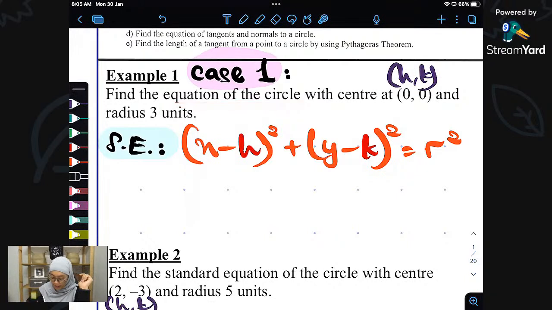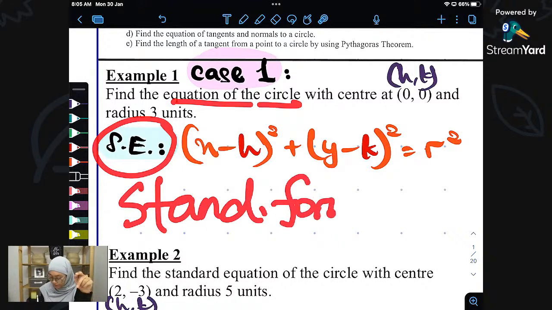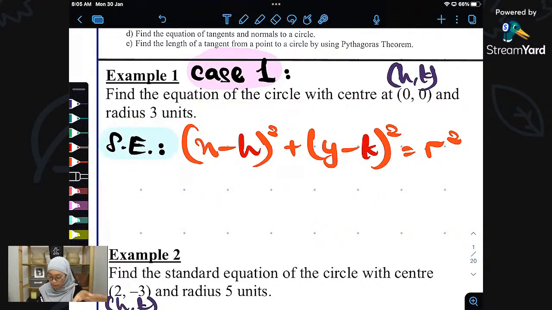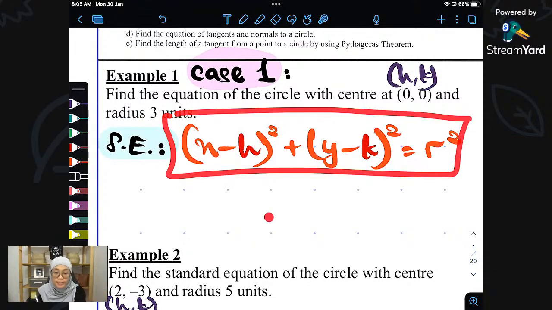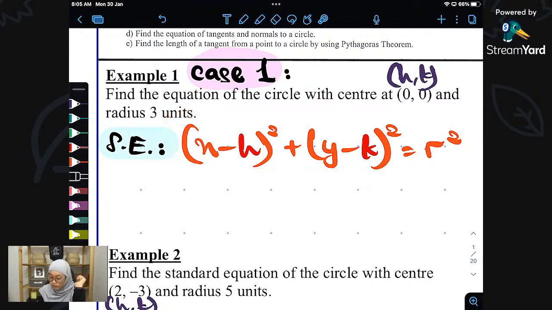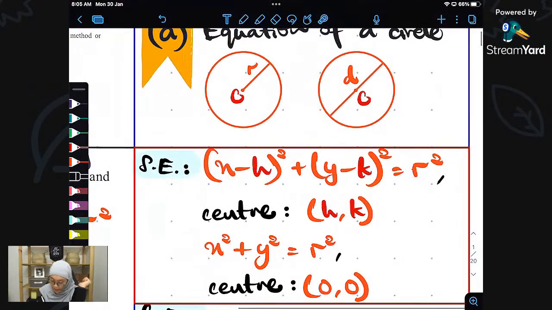So please bear in mind that we have 2 types of equation of circle. One is SE. SE means standard form. So we have standard form. This is the standard equation that we must memorize. This is very, very important. If you look at notes here, this is my standard form for the equation of circle.